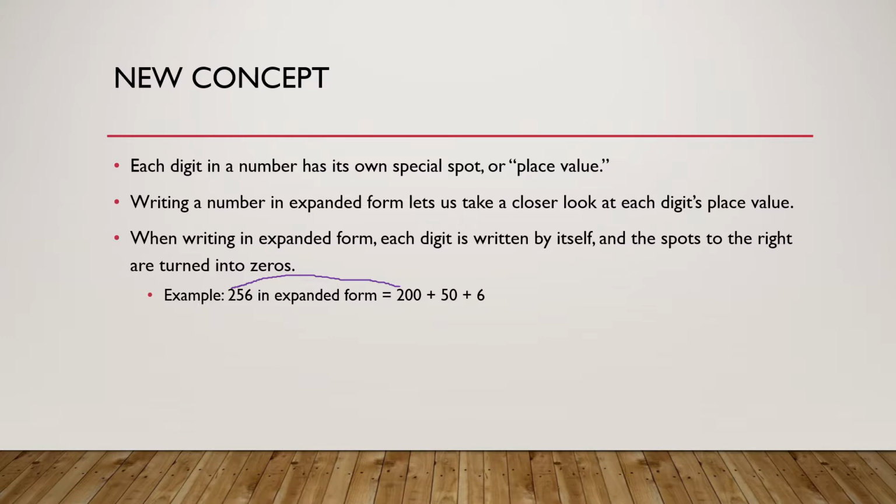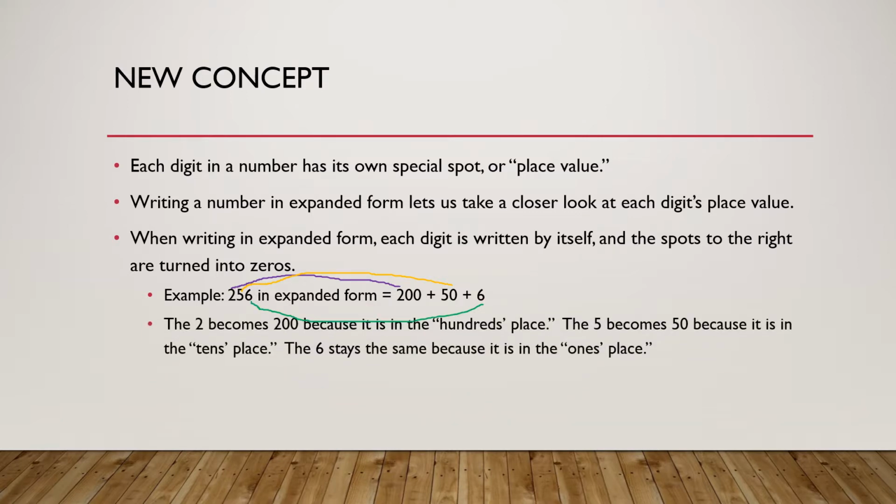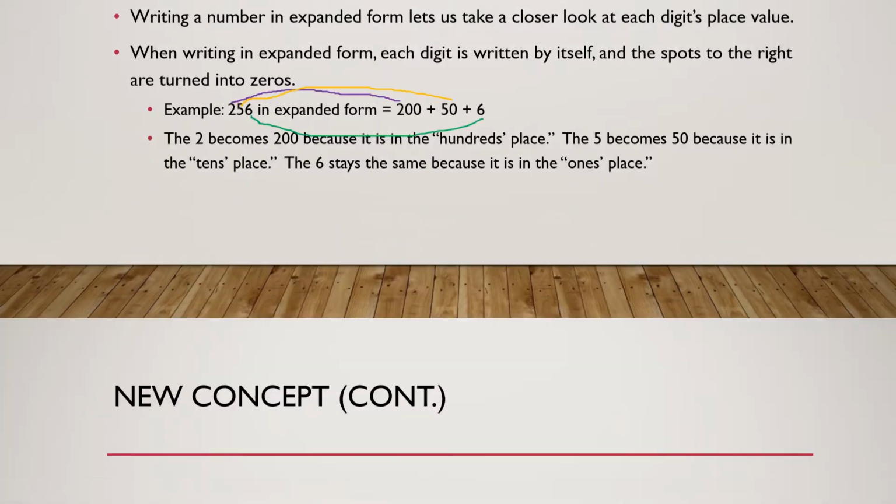The 50 comes from the 5, and the 6 comes from the 6. The 2 becomes 200 because it's in the hundreds place, the 5 becomes 50 because it's in the tens place, and the 6 stays the same because it's in the ones place.